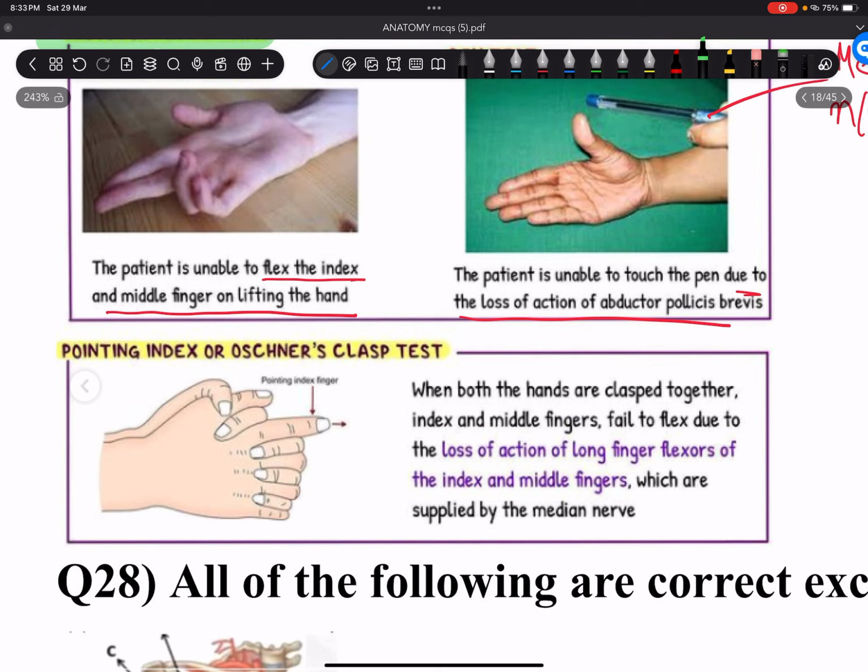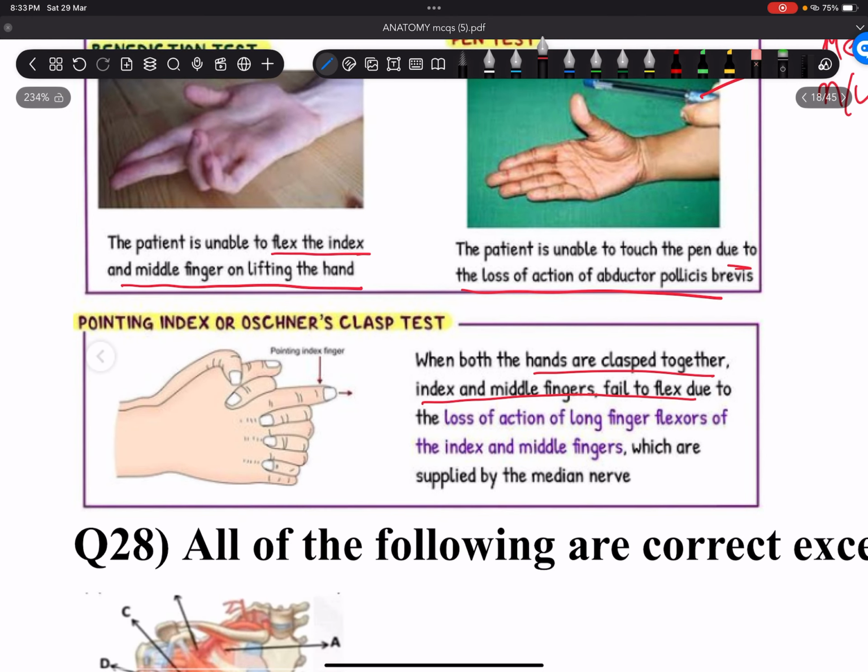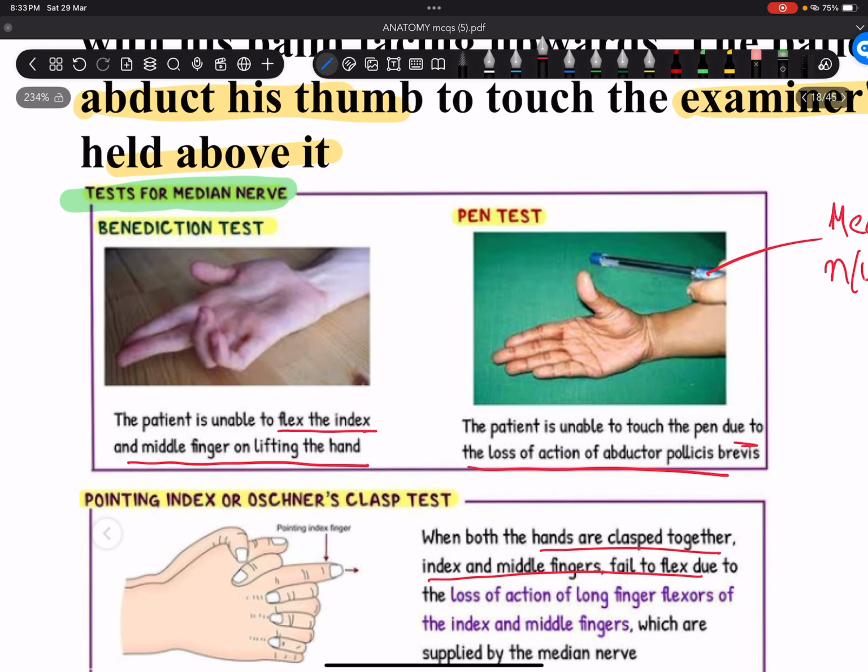Now there is one more test, the pointing index or Ochsner's clasp test. You have to know these things. When both hands are clasped together, the index and middle fingers fail to flex due to loss of action of the long finger flexors of the index and middle fingers, which are supplied by the median nerve. So the tests performed to test the median nerve are the pointing index or Ochsner's clasp test, pen test, and benediction test.